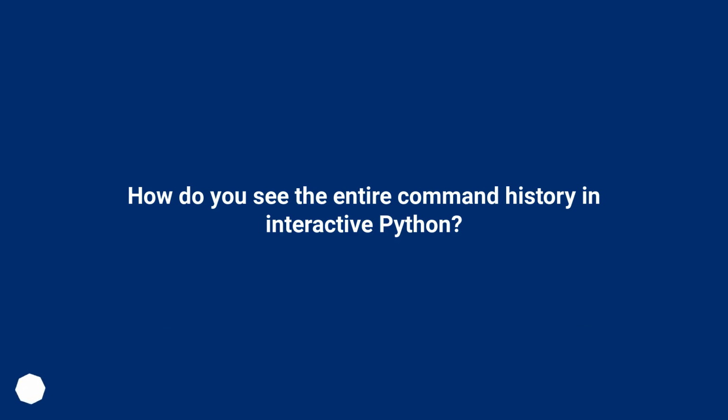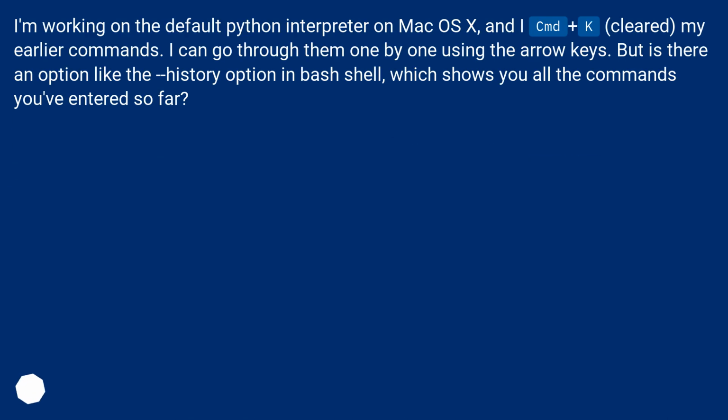How do you see the entire command history in interactive Python? I'm working on the default Python interpreter on macOS X, and I see Cmd+K cleared my earlier commands. I can go through them one by one using the arrow keys. But is there an option like the history option in Bash shell, which shows you all the commands you've entered so far?